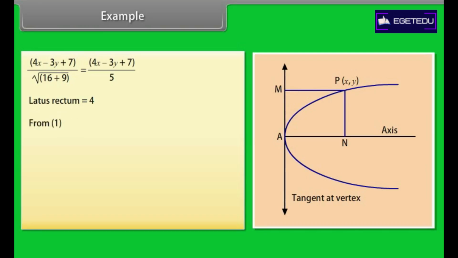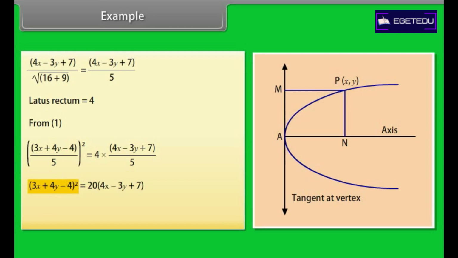From equation 1, (3x plus 4y minus 4 upon 5) whole square is equal to 4 into (4x minus 3y plus 7) upon 5. So (3x plus 4y minus 4) whole square is equal to 20 into (4x minus 3y plus 7). This is the required equation of the parabola.